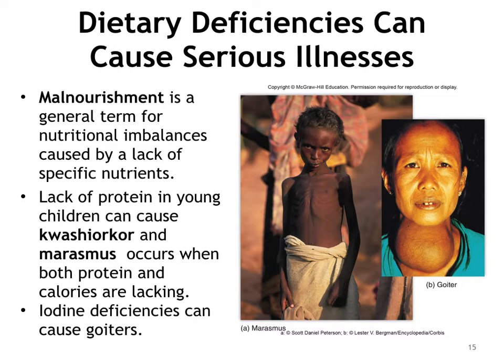Marasmus, from the Greek for to waste away, is another severe condition in children who lack both protein and calories. A child suffering from severe marasmus is generally thin and shriveled. These conditions lower resistance to disease and infections, and children may suffer permanent disabilities in mental as well as physical development. Iodine deficiencies can cause goiter, a swelling of the thyroid gland.